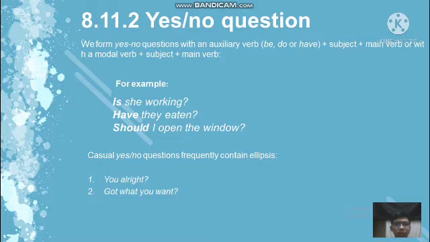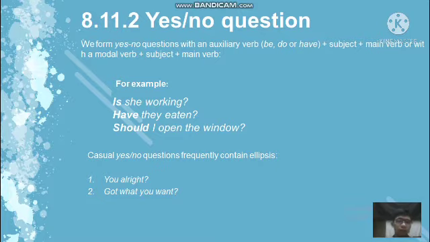Next is, have they eaten? We have the auxiliary verb have, subject they, and main verb eaten. Another, should I open the window? First we have the modal verb, plus subject I, then plus main verb open, and then lastly the window.